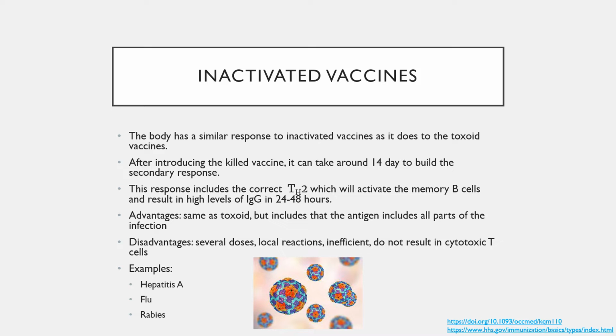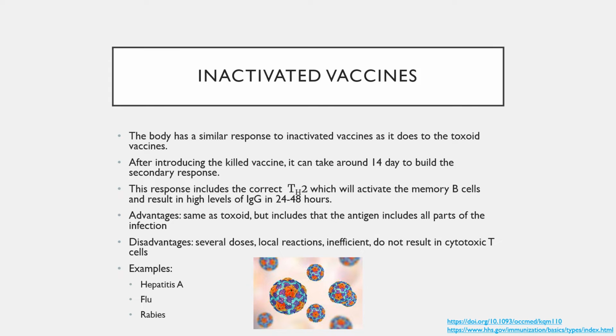The next type of vaccine is the inactivated vaccine, or the killed vaccine. This type of vaccine results in a response from the body that's quite similar to the toxoid vaccine. Once the vaccine is administered, it can take around 14 days to actually build the response that would stop another infection. The response includes the correct Th2, which will activate the memory B cells and result in high levels of IgG in about 24 to 48 hours.